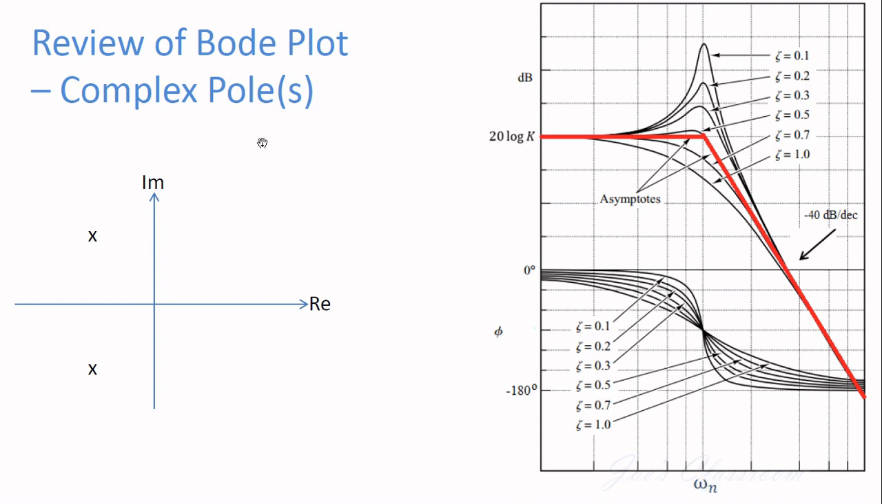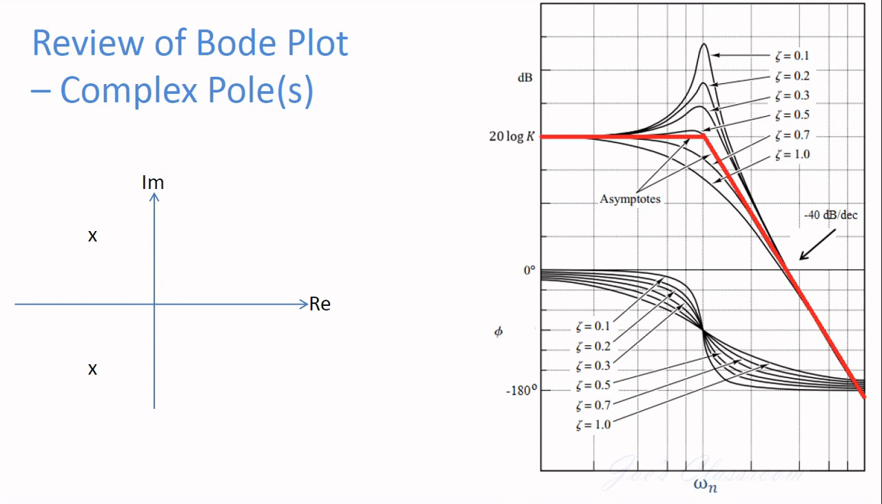And if the system is going to have complex zeros, then we will have the same asymptotic plot, but the only difference is, this line will be an increasing line with a slope of plus 40 decibels per decade. And in the case of poles, the phase plot starts from 0 and ends at minus 180 degrees, whereas in the case of zeros, it will start from 0 and end at plus 180 degrees. So this is the short review of what we learned in the previous three lectures.